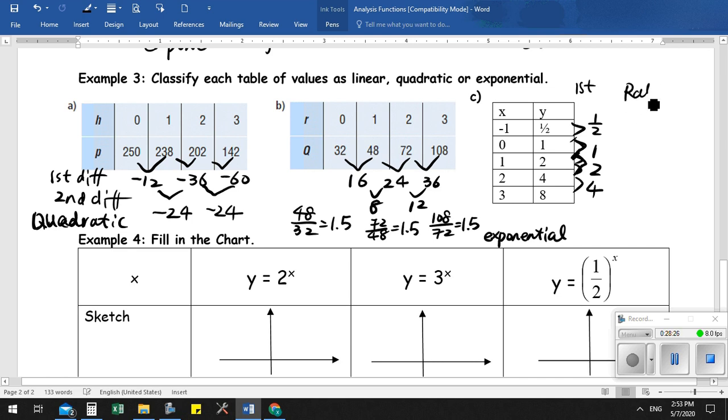Then we do the ratio. Ratio means divide. 1 divided by half gives you 2. 2 divided by 1 gives you 2. 4 divided by 2 gives you 2. 8 divided by 4 gives you 2. So they are the same. Exponential again. Exponential functions. So that is how you get it from a table of values.